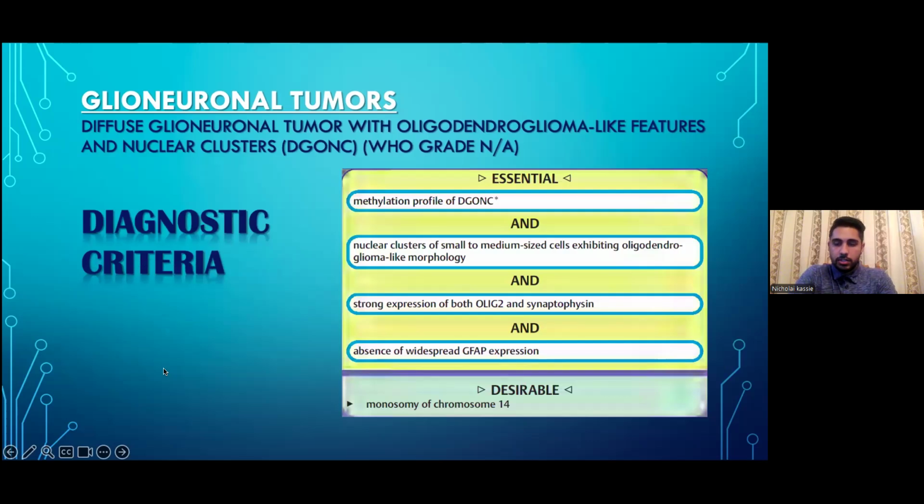Regarding the diagnostic criteria for these types of tumors, what is essential here is the methylation profile and nuclear clusters of small to medium-sized cells exhibiting oligodendroglioma-like morphology. Also, strong expression of both OLIG2 and synaptophysin, and lastly, absence of widespread GFAP expression. What is desirable is the finding of a monosomy of chromosome 14.